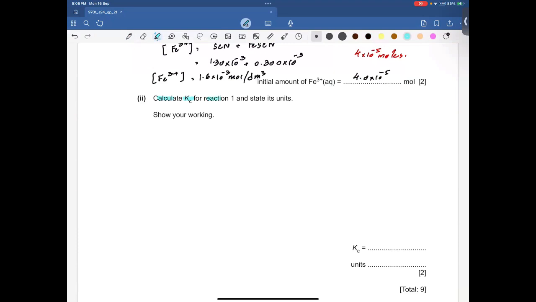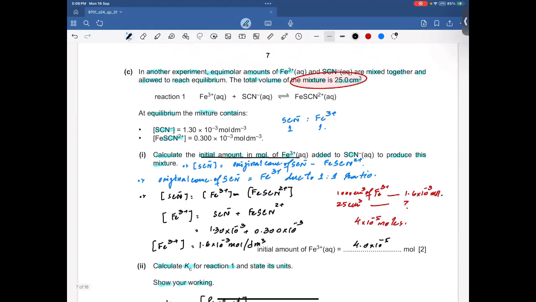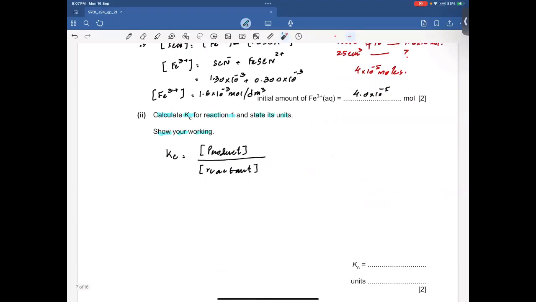Calculate Kc for reaction 1 and state its units. Show your working. That's an easy task. Kc is basically the concentration of product over concentration of reactant. We have only FeSCN2 plus on the product side, and its concentration is given, which is 0.300 into 10 to the power minus 3. Let me plug in this value in the formula. 0.300 into 10 to the power minus 3 divided by the concentration of reactants.